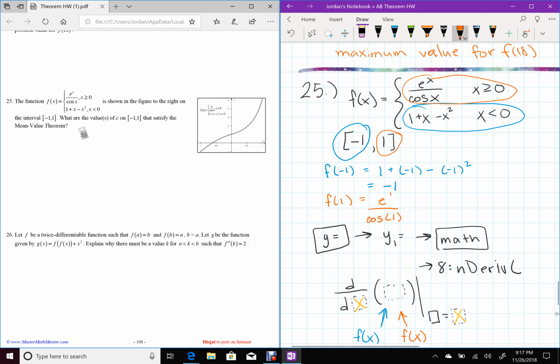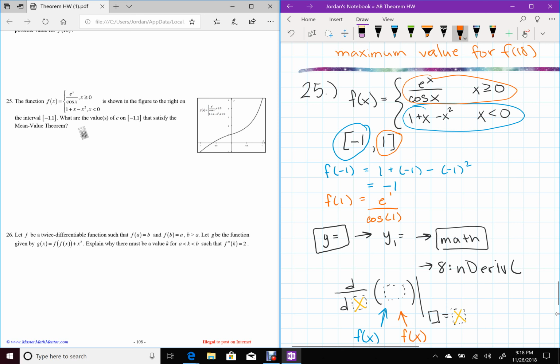So, math 8, enter the x, enter the function, I'm putting in the e to the x over the cosine of x, enter that final x, go down to y2, press math, press 8, x, enter the other function, 1 plus x minus x squared, enter that last x. So that's y1 and y2.